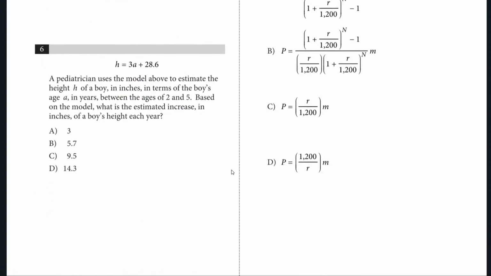A pediatrician uses the model above to estimate the height h of a boy in inches in terms of the boy's age, a, in years between the ages of 2 and 5. Based on the model, what is the estimated increase in inches of a boy's height each year? So we're looking at the increase per year, and we know the age is a. So we know that every year the boy is going to increase by 3 inches, and we know this because of the 3 in front of the a. So the answer is going to be A.